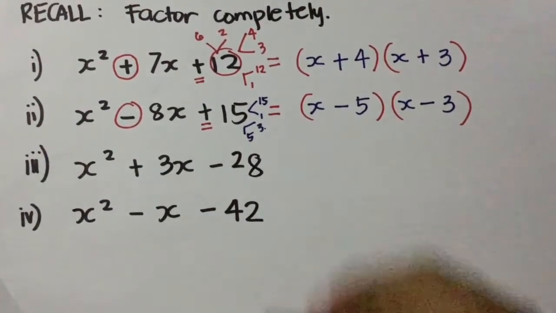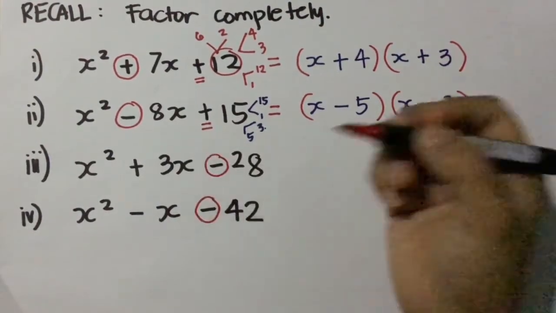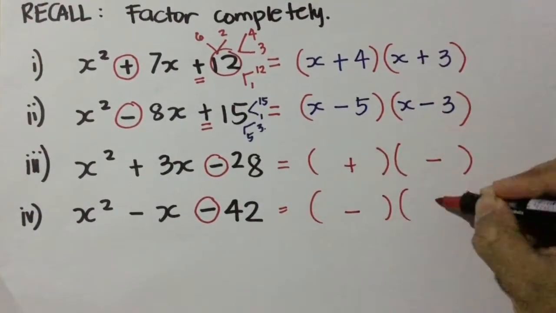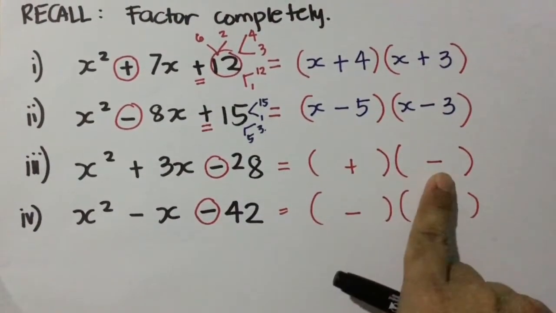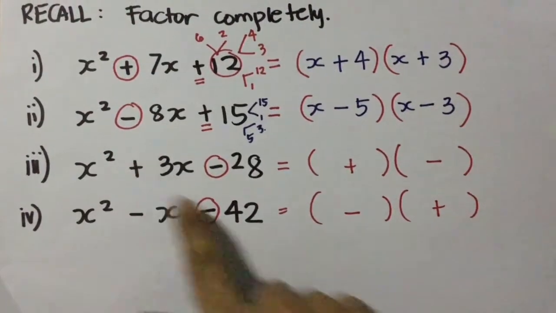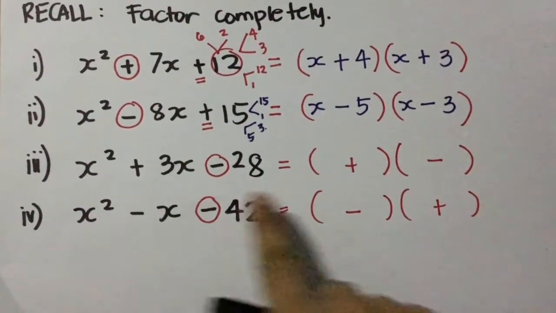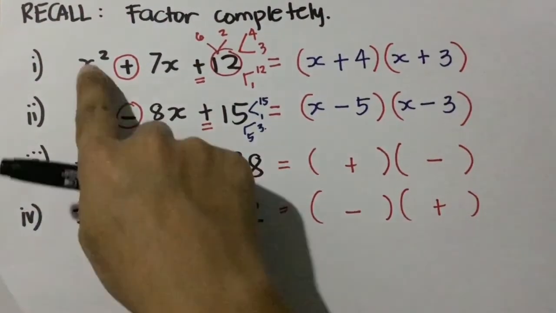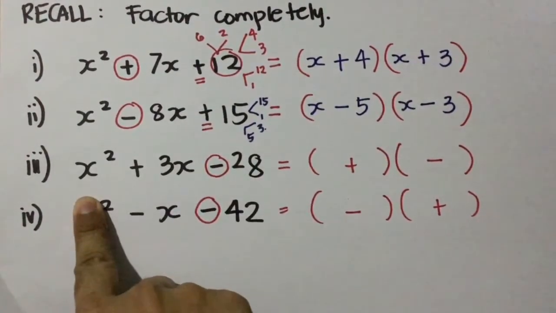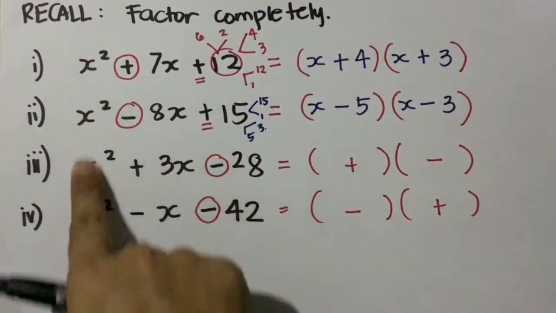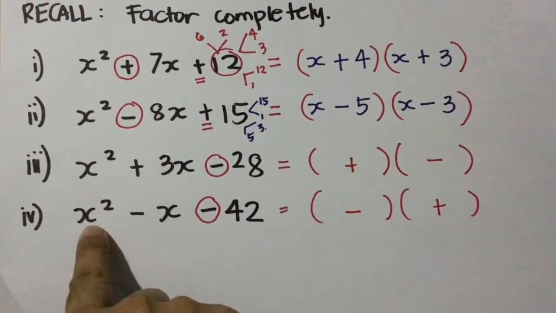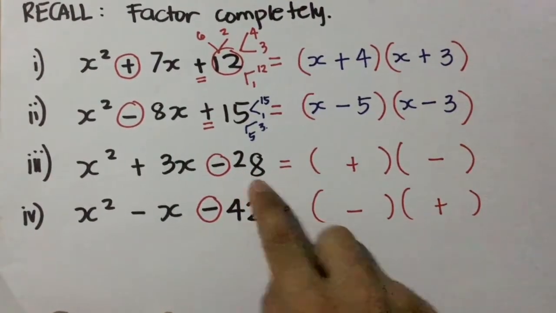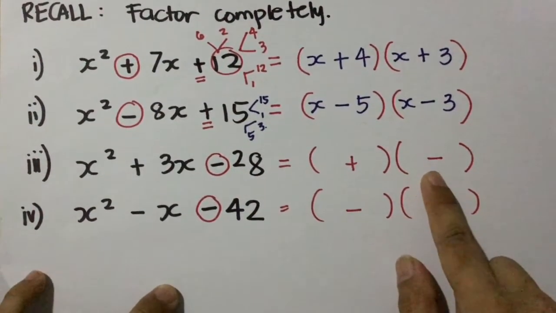For the next one, we know that the last term is negative. If the last term is negative, then automatically your factors have different signs. Now, why do I write positive first and negative first? I just follow the sign of the middle term. The middle term here is negative, so I start with negative. You will only use this strategy if the leading coefficient is positive. So just make sure that the leading coefficient beside x squared is positive. Since the last term is negative, they have different signs for the factors.